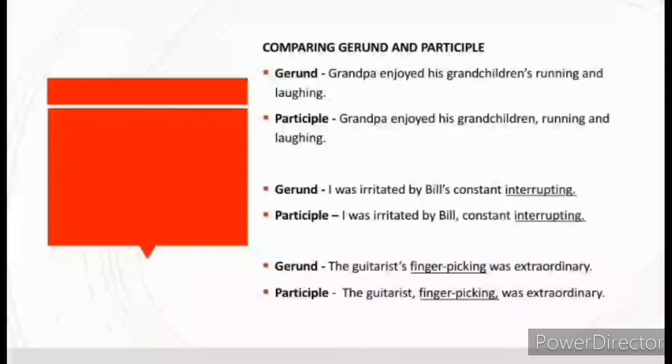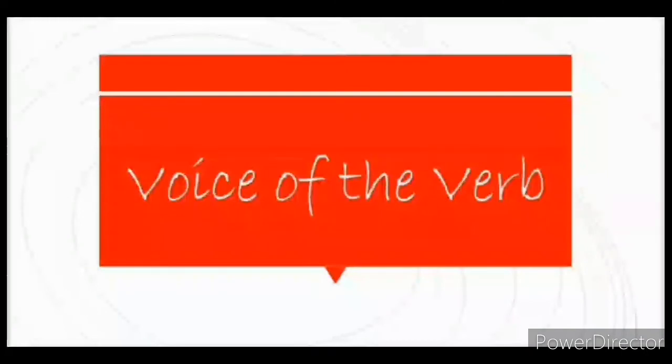Comparing gerund and participle, there are differences between the two. As we teach in our English classes, both a gerund and a present participle come from a verb and both end in ing. However, each has a different function. A gerund acts like a noun, while a present participle acts like a verb or an adjective.